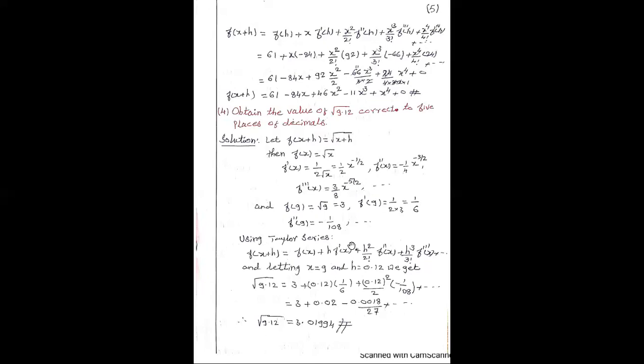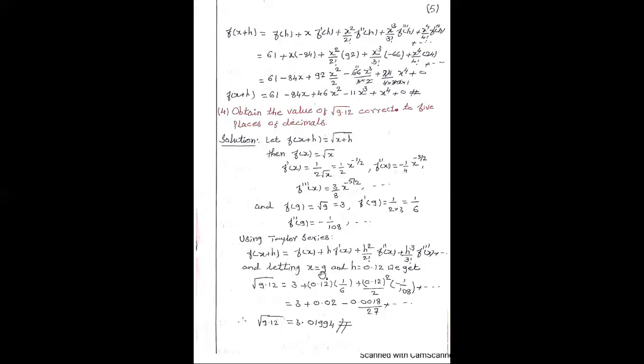Then using the Taylor's theorem, f of x plus h is equal to f of x plus h times f dash of x plus h square upon 2 factorial f double dash of x plus h cube upon 3 factorial f triple dash of x plus and so on.